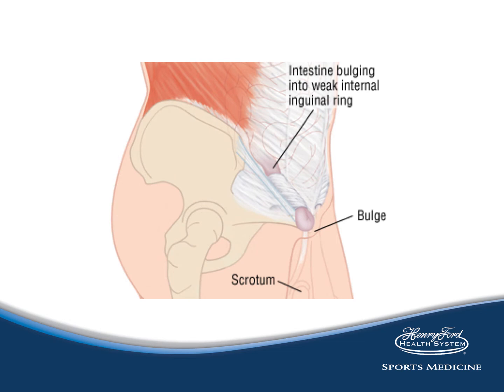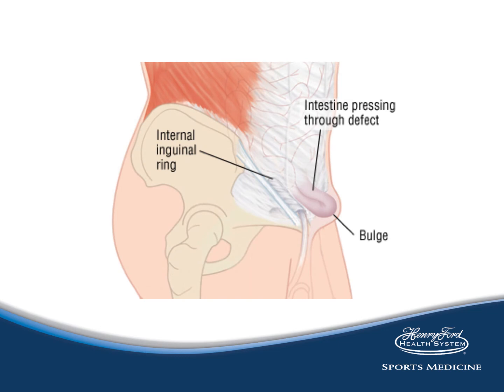So the indirect hernia comes through the internal ring, into the canal, and out the external ring. It starts lateral to the epigastric vessels. The direct hernia comes straight through the posterior abdominal wall and is medial to the epigastric vessels.